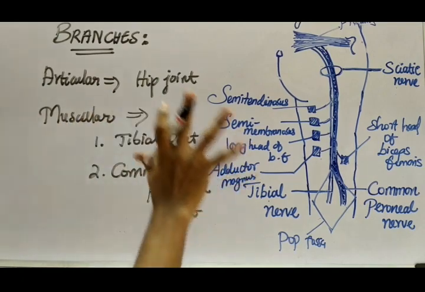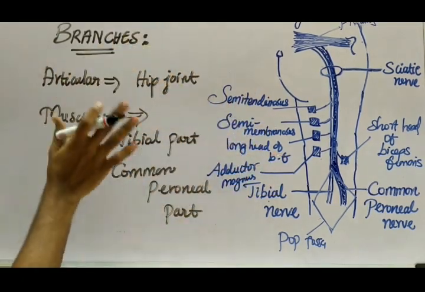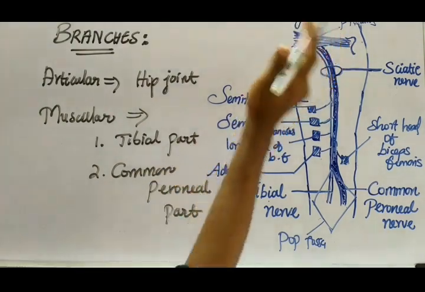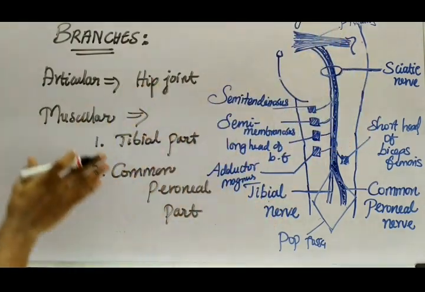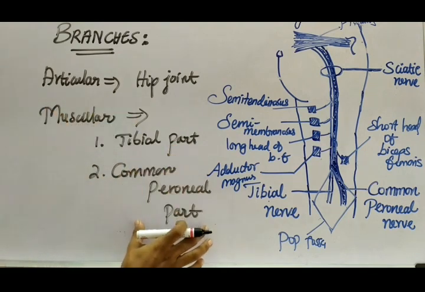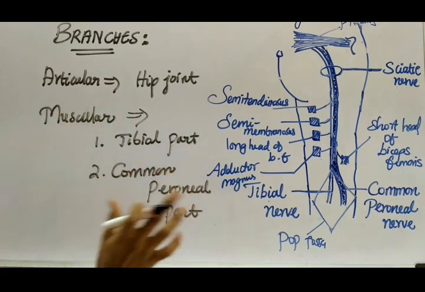Let's see the branches of sciatic nerve. The sciatic nerve gives an articular branch to the hip joint. Here in the gluteal region, it gives an articular branch to the hip joint, and the sciatic nerve also gives the muscular branches, which will be coming from both the parts, the tibial and common peroneal parts.